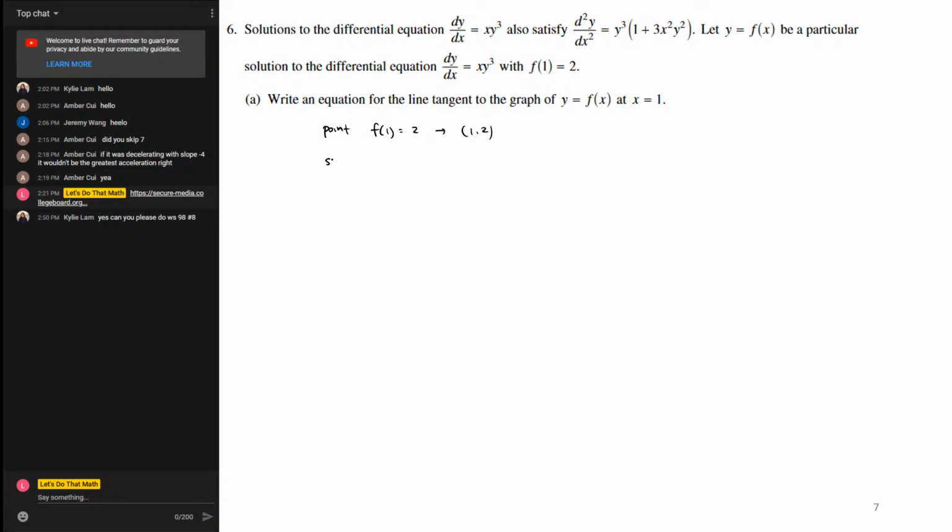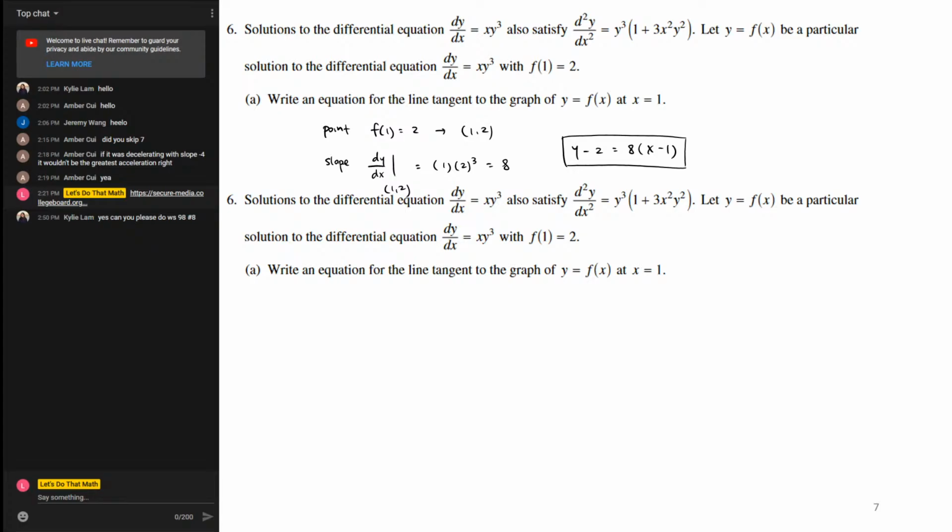And we also need a slope, and the slope is going to be dy/dx when we plug in (1, 2), so that's x = 1, y = 2. So that's going to be 1 times 2³. That's going to be equal to 8. So when I have my point, I have my slope. The equation of the tangent line is just like this here. Don't really need to modify it because this is the equation of a line already, although you can really write it in whichever form you like. I just personally don't see a reason why you would change it from this.